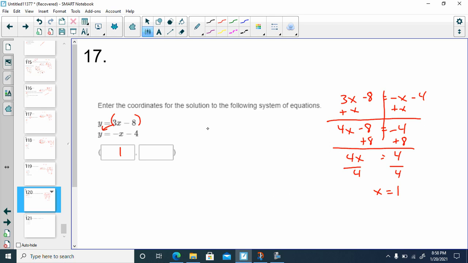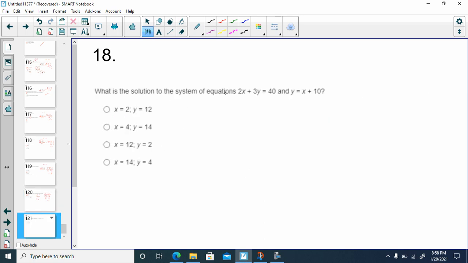Now, how do we find y? Plug it into either equation. Y is equal to 3x minus 8. That'd be y is equal to 3 times 1 minus 8. Y is equal to 3 minus 8. Y is equal to -5. And then the last one.